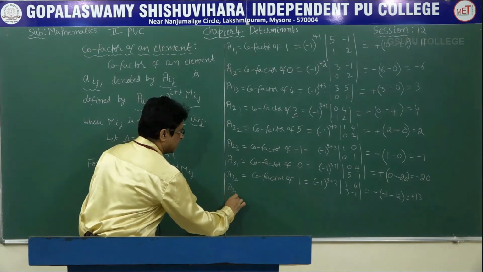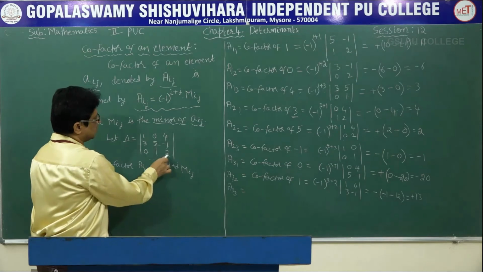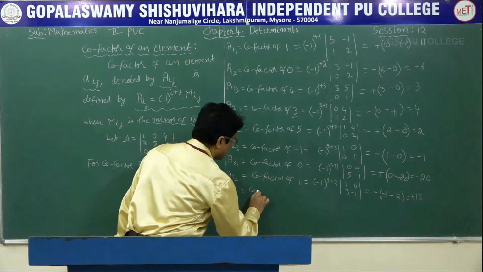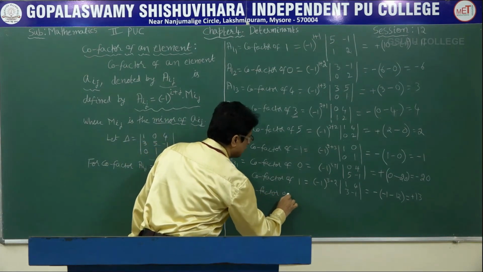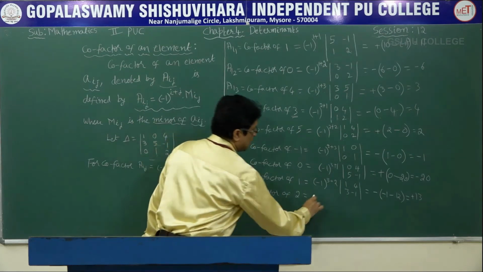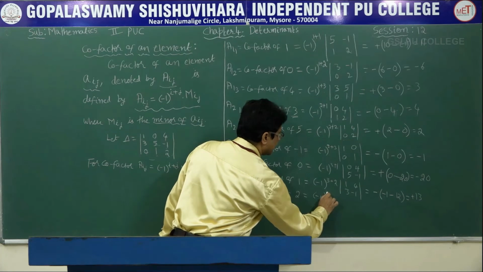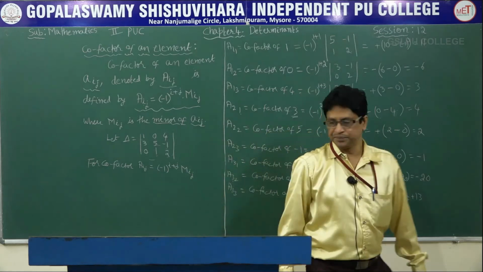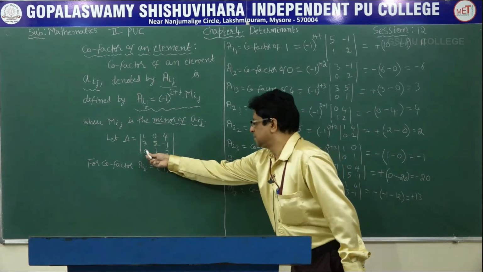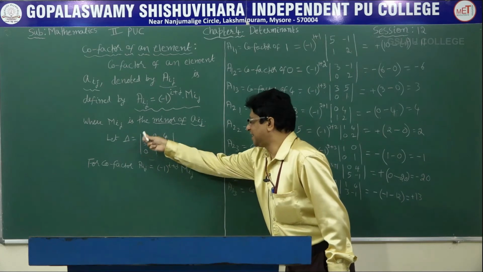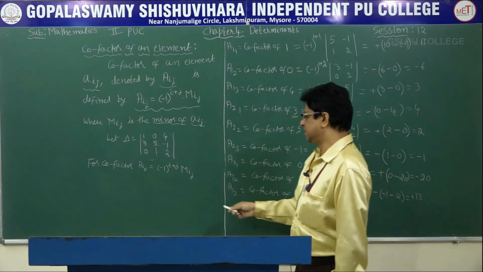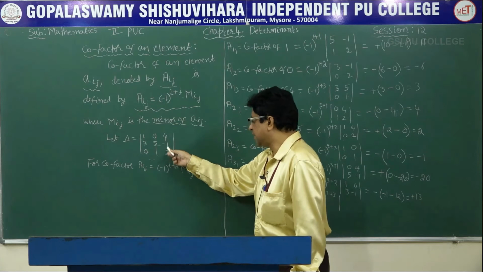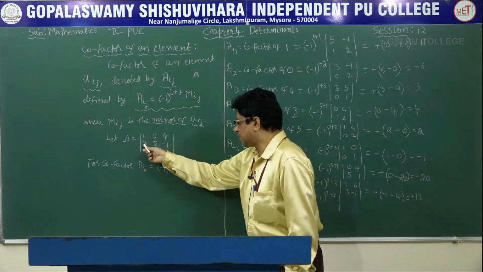The last element A33, which is equal to 2. So we have to find the cofactor of 2. So cofactor of 2 is equal to minus 1 whole power 3 plus 3 into determinant of, here 2 lies in the third row and third column. I eliminate the third row and third column and take the determinant of the remaining elements.